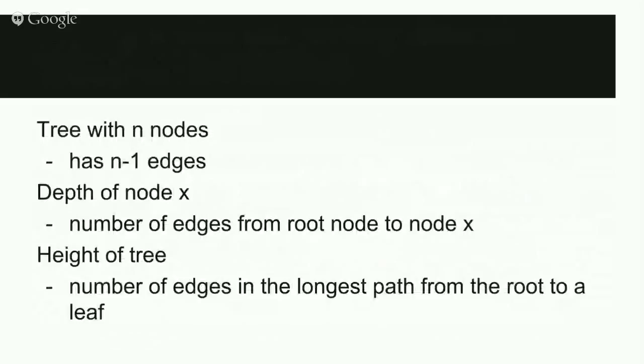And then the height of the tree is basically the depth of the deepest node. It is the number of edges between the deepest node and the root. So in the graph that we were looking at before, the height of the tree was 3. Okay, so those are just some general terms to know. All right, and so next slide.